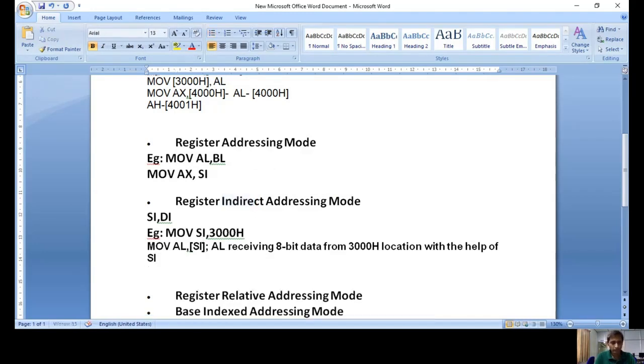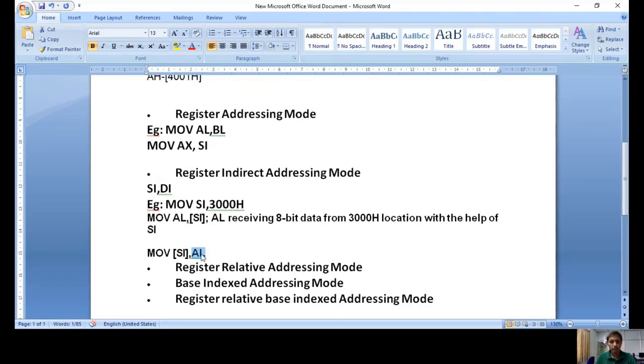Let us see the other way we can write the same example. Here, MOV [SI], AL. So in this example, what happens? In the first example, the indirect register was the source operand, whereas in this example, the indirect register is the destination operand. Whatever data is present in the AL register will be moved to the 3000H memory location through SI. So finally the 3000H memory location receives 8-bit data. Here one must be a register and the other must be a register used indirectly. It may be either on the source operand side or the destination operand side.